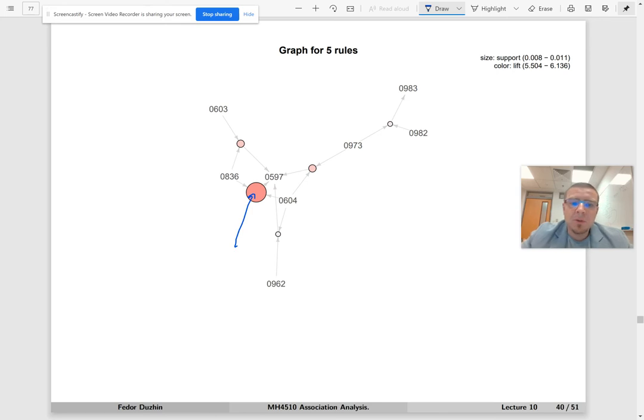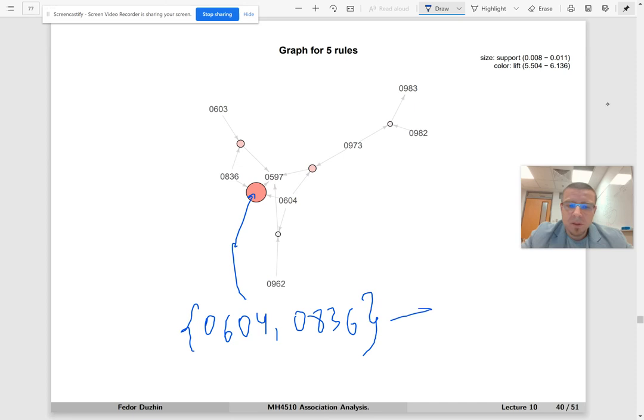Now, how do we know which rule this circle represents? We look at the arrows that are incoming. These are the left-hand side, which means that this circle represents the rule where the left-hand side is 0604 and 0836, because there are arrows coming from these 2 items into this circle. And the right-hand side is 0597 because there is an arrow from that circle to this item. Okay, so this is the rule.